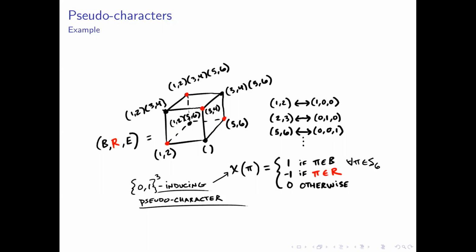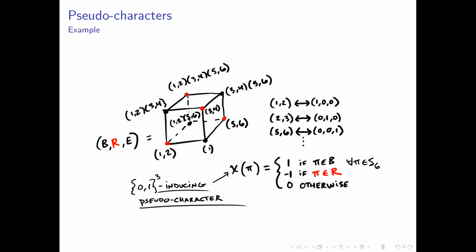So let's just take permutations. This 2, 3 here should actually be 3, 4. Sorry about that. Here we define phi, and this is our bijection. We're sending pairs to the standard basis: 1, 2 goes to the first standard basis vector, 3, 4 goes to the second standard basis vector, 5, 6 goes to the third standard basis vector. And here's a picture of it. These red points are going to evaluate to -1, and these black points are going to evaluate to 1.